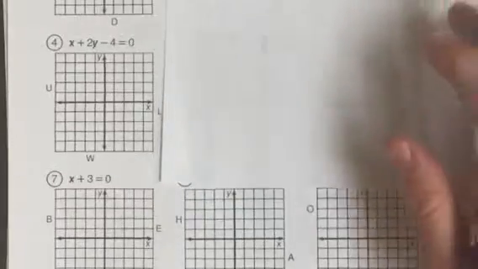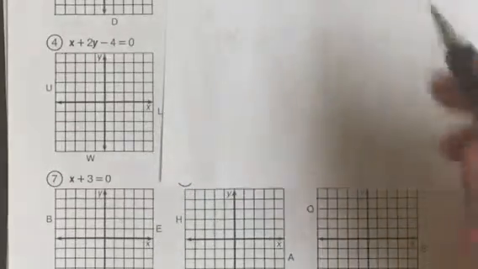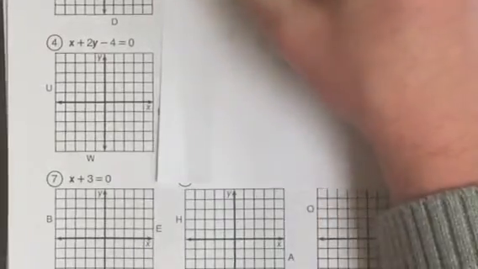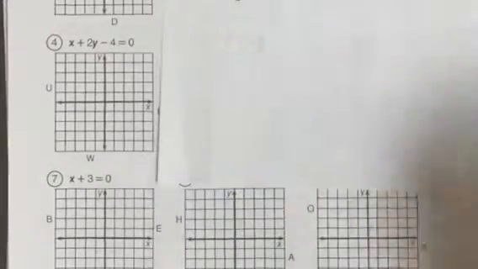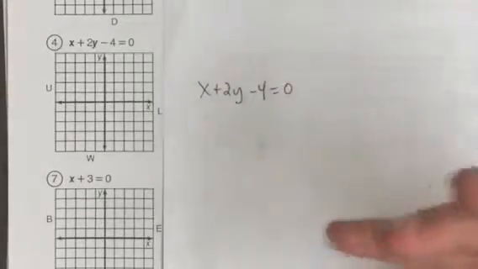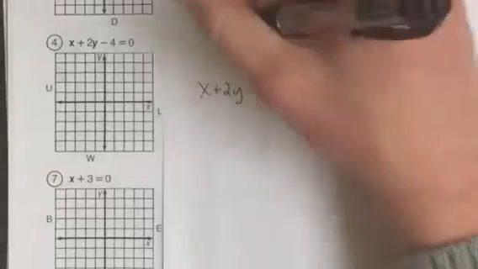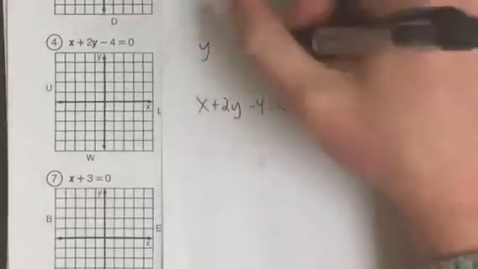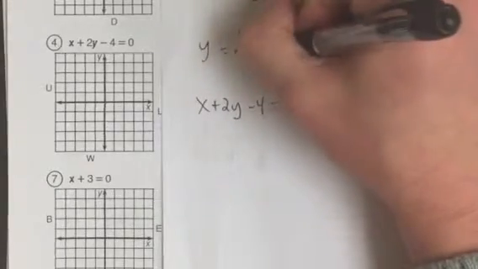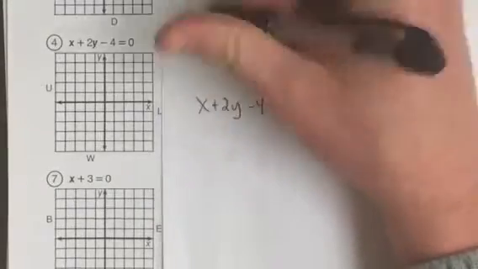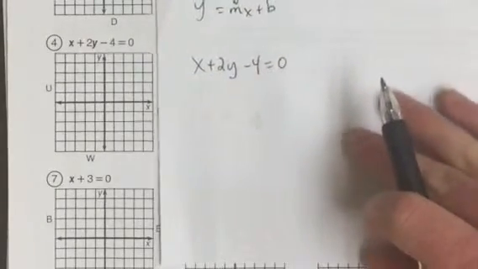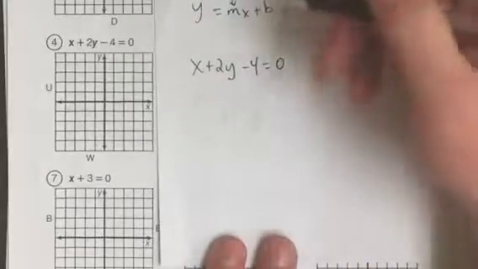Number four is a little more complicated, and most of the problems are, because you have two variables: x plus 2y minus 4 equals 0. What's weird about that is it's not in the format we want. We like it when it's y equals mx plus b. So we want the coefficient of x and b to be alone, and we want y to be alone as well. One way we can do this problem is to simply get y alone, so we can solve for y.